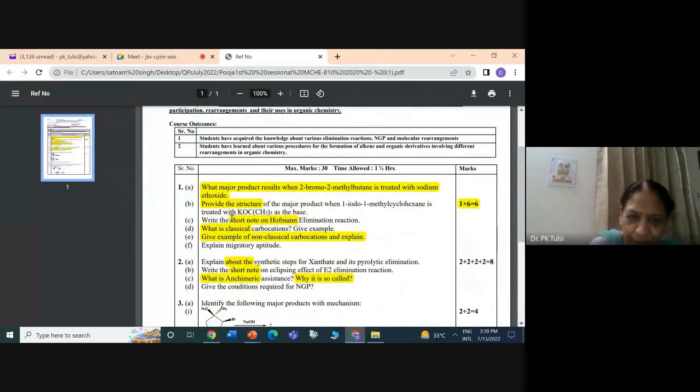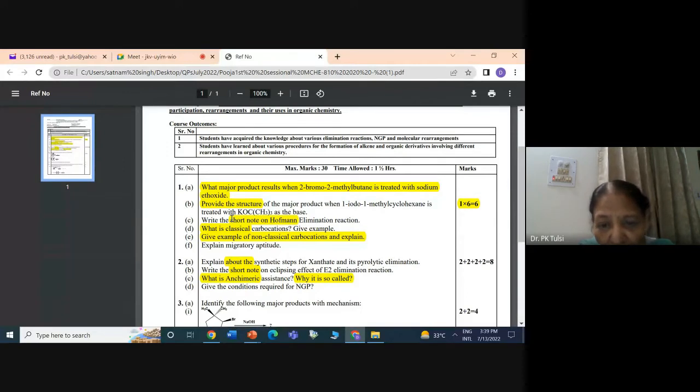I won't comment on that, but let me come here. See, what major product results when 2-bromo 2-methyl butane is treated with sodium ethoxide, right? Why could I not change this? Write the major product that results, rather than putting provide the structure. Who has to provide? The student has to write, not provide. So correct it: it should be write.